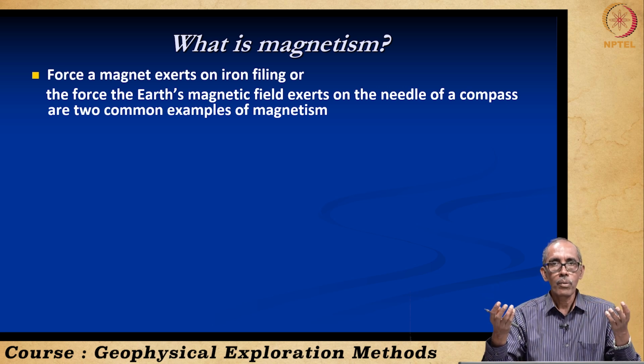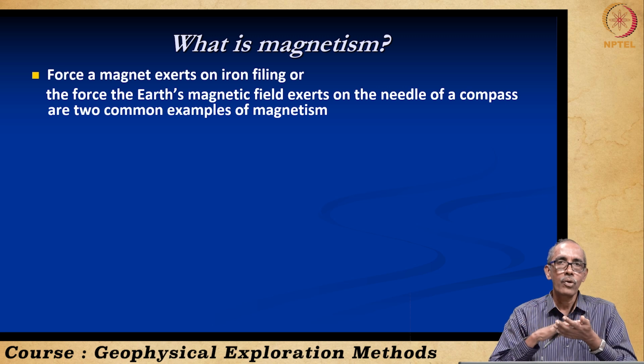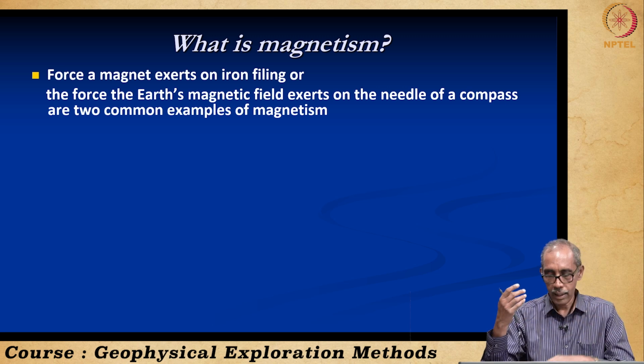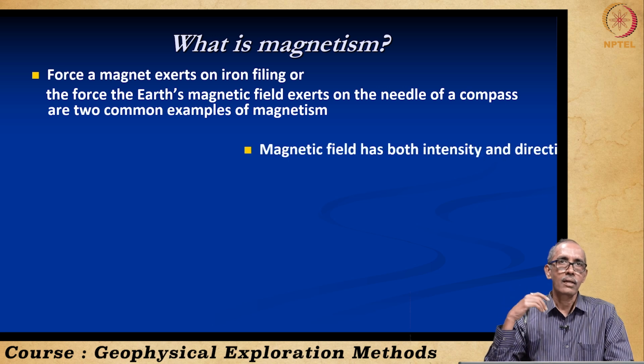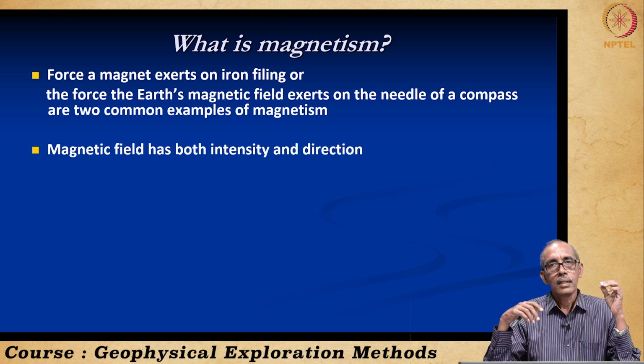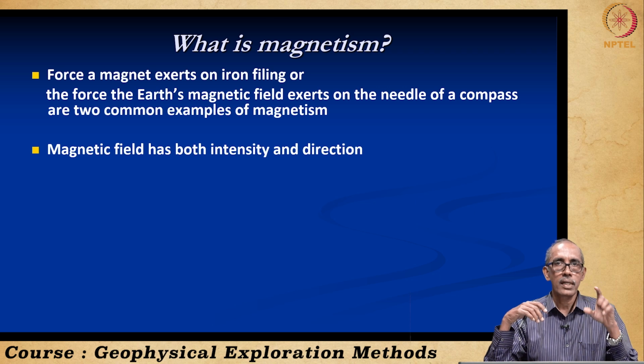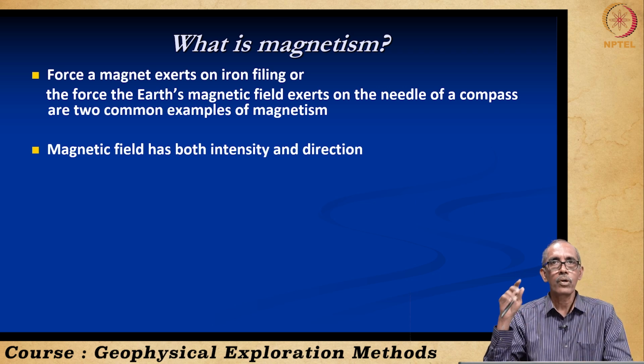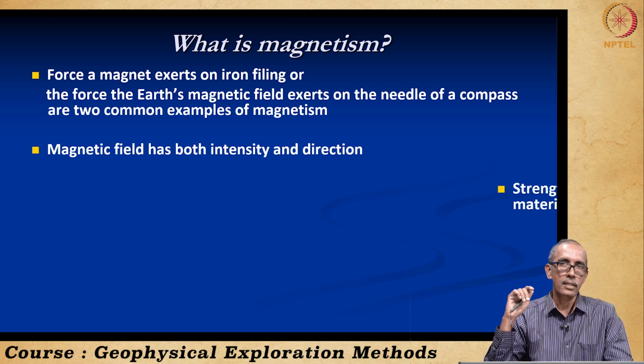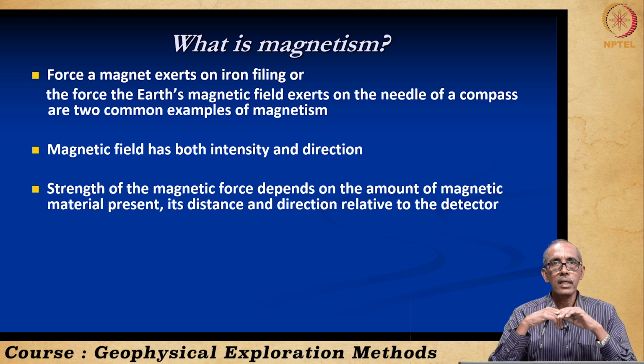And also most of us have used a magnetic compass. However, today we are not using that often. Some of you would have used a magnetic compass. That is another classic example of Earth's magnetism. The magnetic field has both intensity and direction. We will understand that slowly.